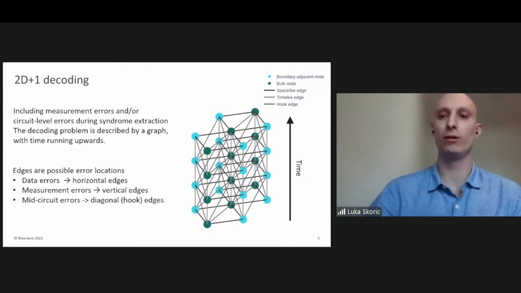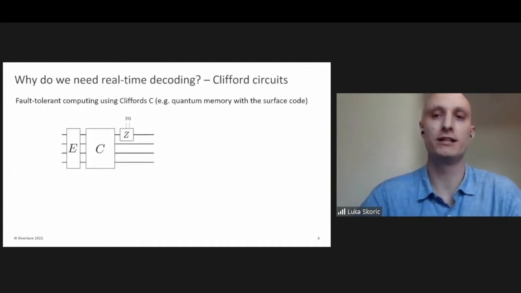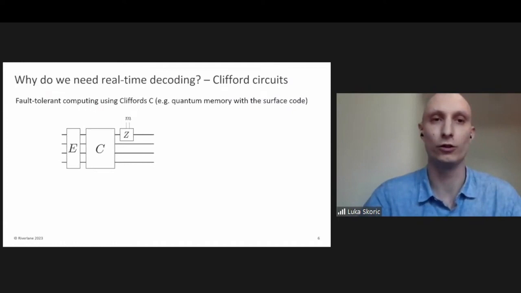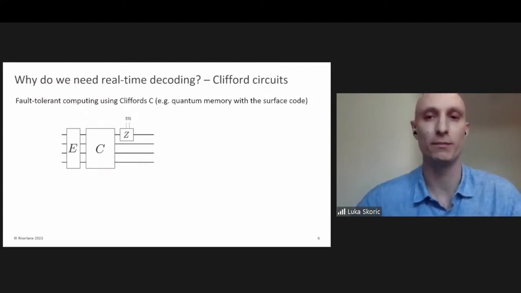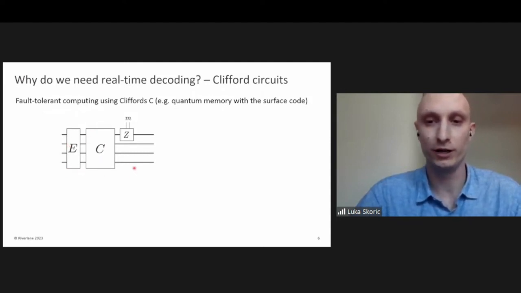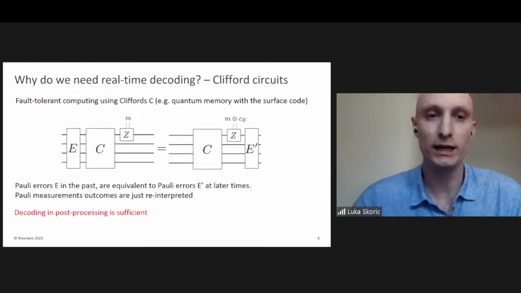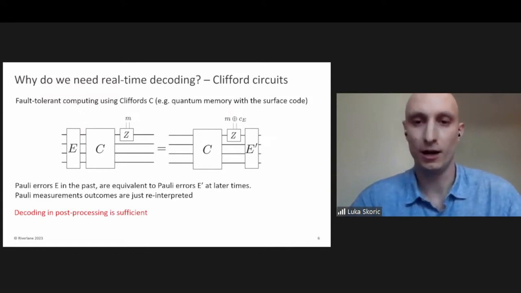And it's important to understand why this problem really needs to be solved in real time while the syndromes are being read. So let's first consider Clifford circuits, which include simulations like quantum memory. When I'm showing circuits here, the lines are always logical qubits that are represented by, say, surface code patches and consist of potentially many physical qubits. In the case of Clifford circuits, as long as we can detect where the errors happened, we can always commute them through Clifford operations in post-processing and then reinterpret the measurements. So as long as we can store the syndrome information, we can decode in post-processing on a laptop and reinterpret the measurement results. But this is not enough.